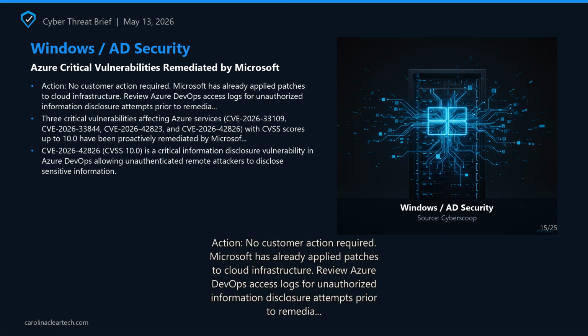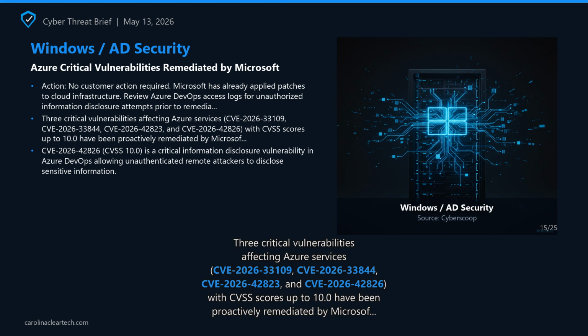CVSS 9.9 and CVSS 9.0 are RCE vulnerabilities in Azure Managed Instance for Apache Cassandra. CVSS 9.9 is an elevation of privilege vulnerability in Azure Logic Apps, and 7 additional CVEs. See show notes for the full list. Action: No customer action required. Microsoft has already applied patches to cloud infrastructure. Review Azure DevOps access logs for unauthorized information disclosure attempts prior to remediation. Monitor Azure Logic Apps and Cassandra instances for anomalous activity. Sources: Cyberscoop, CrowdStrike.